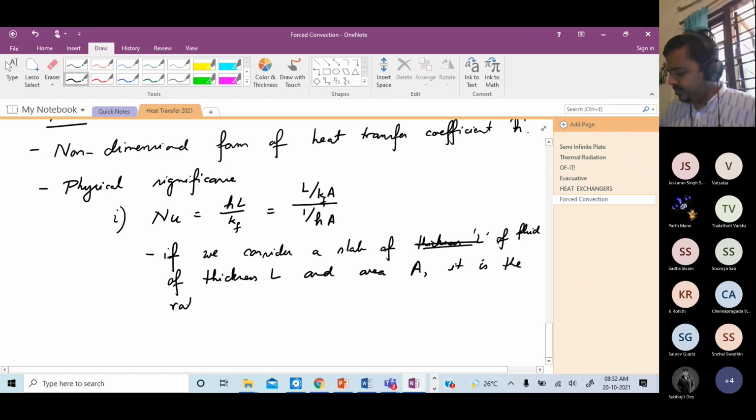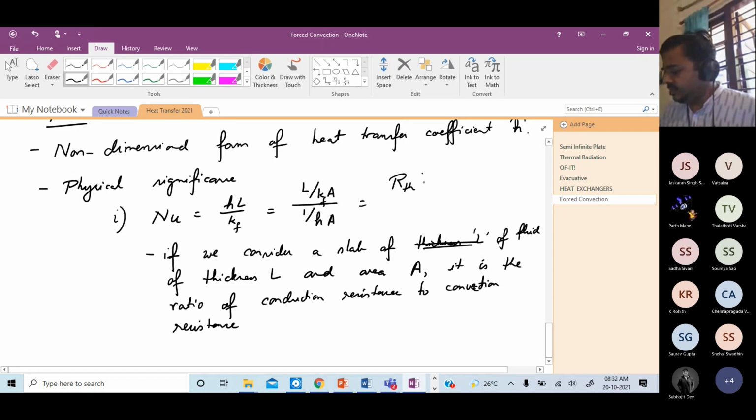It is a ratio of conduction resistance to convection resistance. So it's our thermal conduction to our thermal convection.